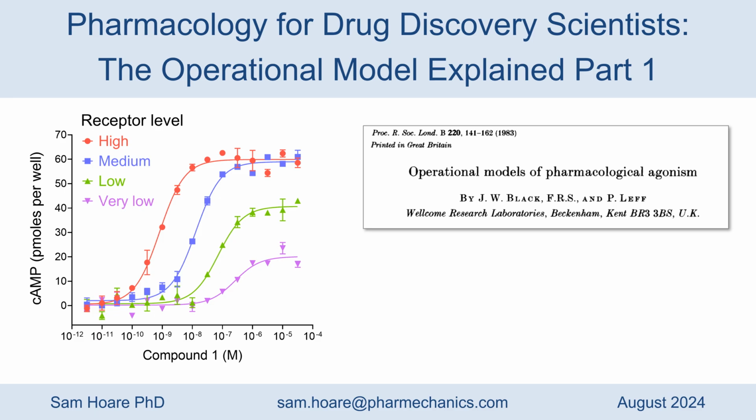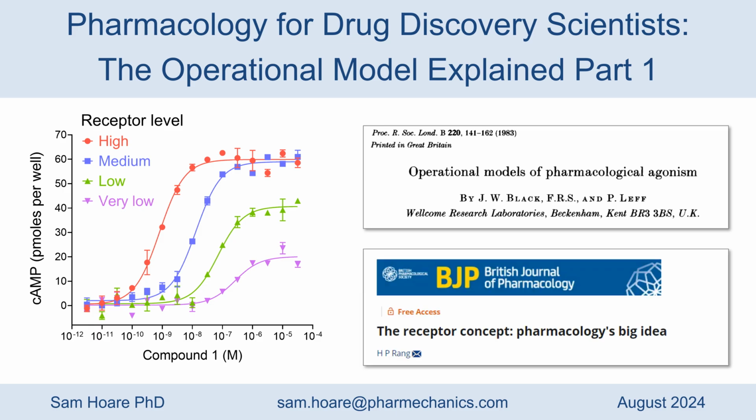This behavior is beautifully explained by the operational model, a pharmacology theory which was first published in 1983 by Sir James Black and Paul Leff, with input from Terry Kenakin and others. This model emerged from the field of receptor theory as the culmination of many decades of receptor theory development, which you can read about here.